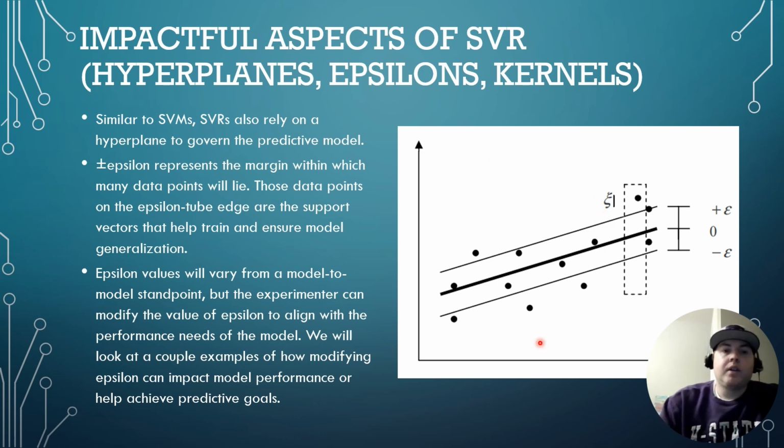Epsilon values will vary from model to model, but the experimenter can modify the value of epsilon to align with the performance needs of the model. We will take a look at a couple examples of how modifying the epsilon can impact model performance, or how modifying that can help achieve the predictive goals of the model.